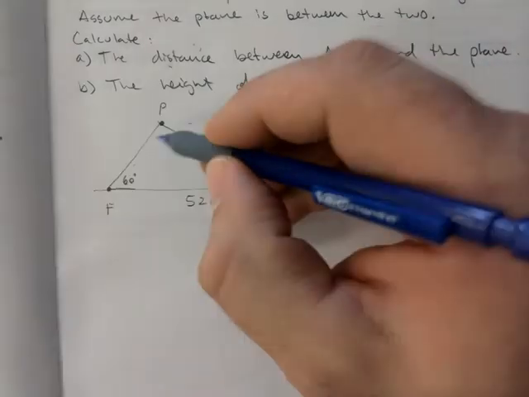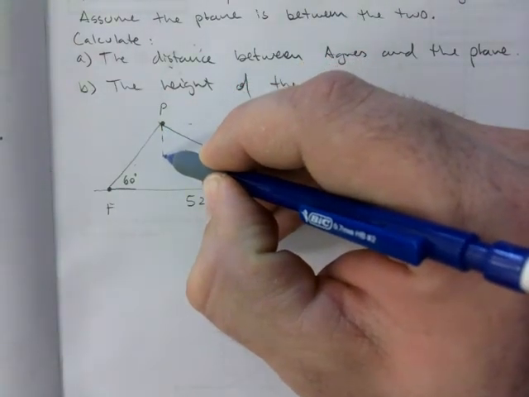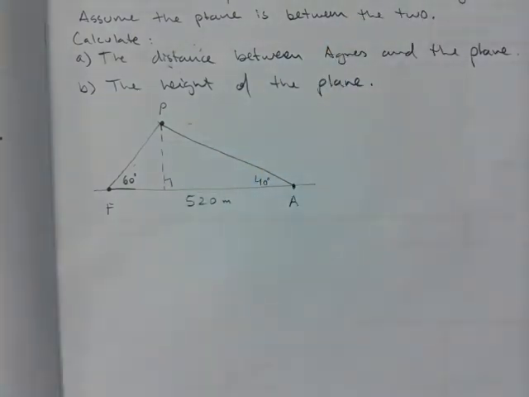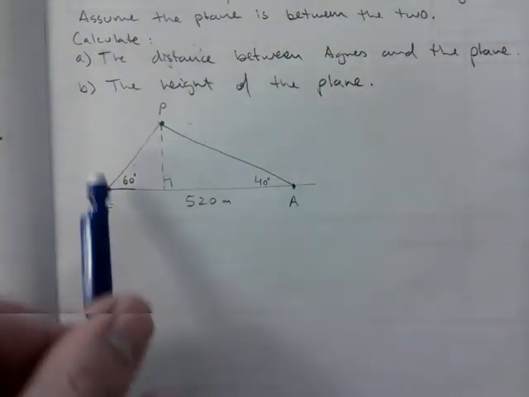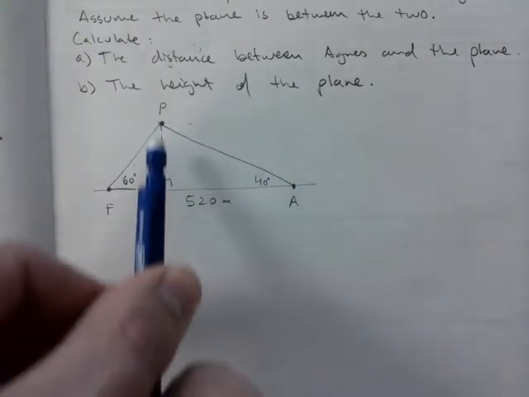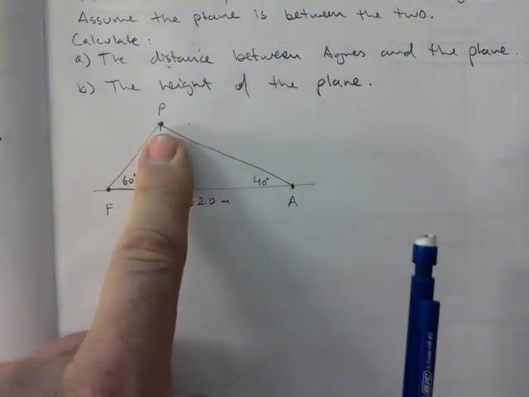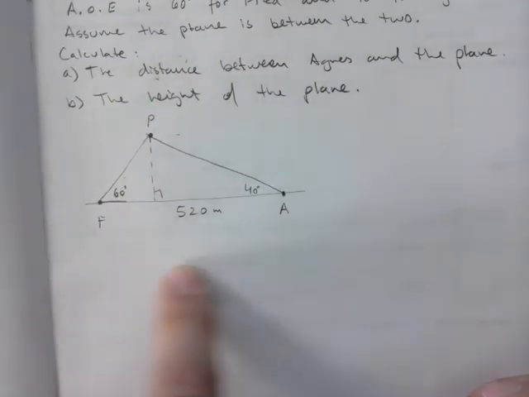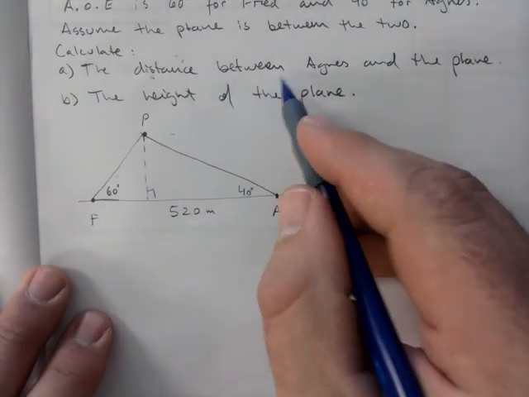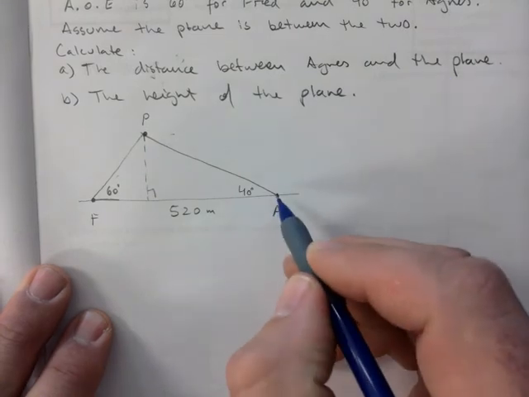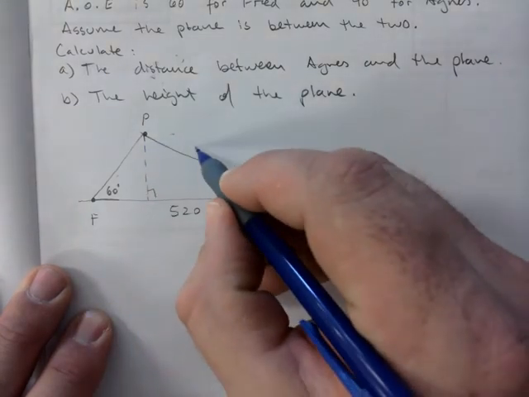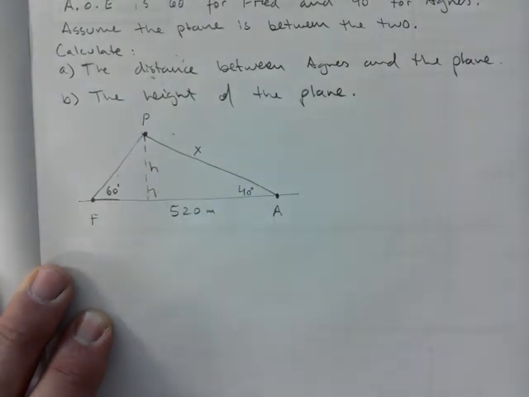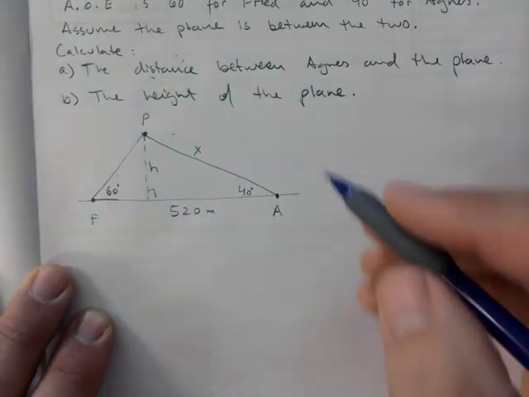I will do this already because this is going to throw you off. If I give you a diagram with that right off the bat, some students don't see the big triangle. They're stuck on this. We're just going to ignore it for now and deal with the full triangle. We want to figure out the distance between Agnes and the plane. We're going to call that X, and this we're going to call H. That's what the question is asking us for.